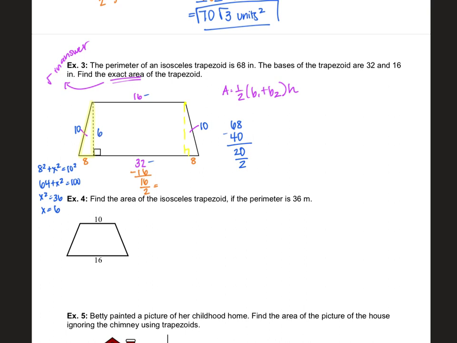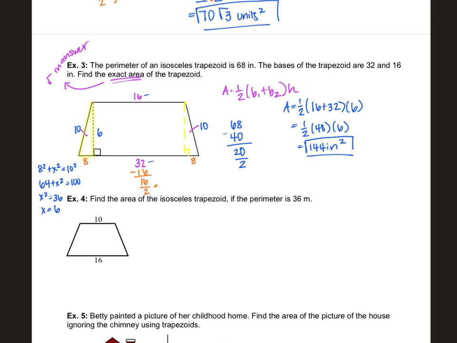Okay, now I think we have enough to plug into our area formula. So 1/2, one of my bases was 16, one of them was 32, and we just found our height to be 6. So half of 16 plus 32 is giving us 48 times 6. Half of 6 is 3 times 48 is giving us 144 inches squared.